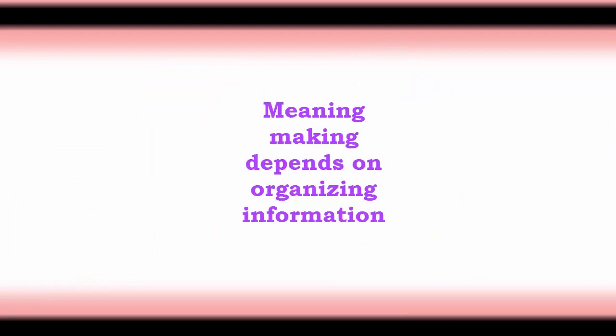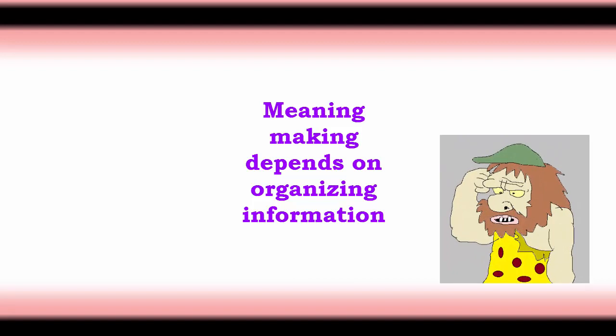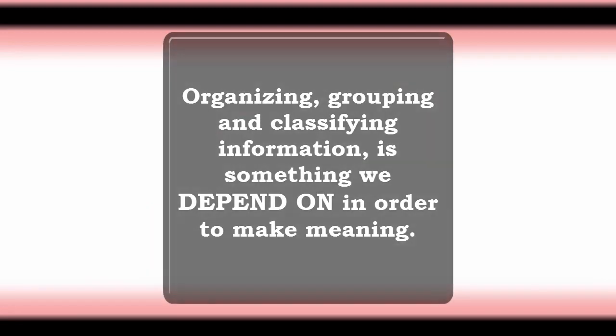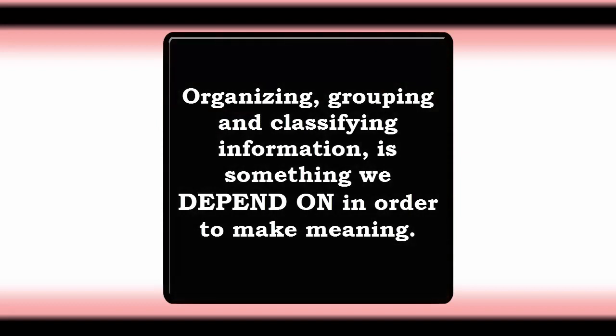Furthermore, meaning making really at its core depends on organizing information. So for instance, a caveman who saw this large unknown animal with sharp teeth would be able to grasp and classify that thing as a threat, even if they'd never seen that animal before. Right? And if you start thinking about it, the process of grouping or classifying stimuli is something that we do all the time. It's something we depend on in order to make meaning.